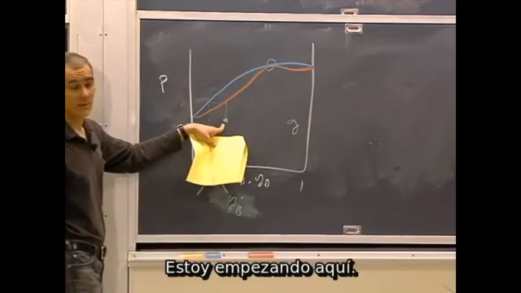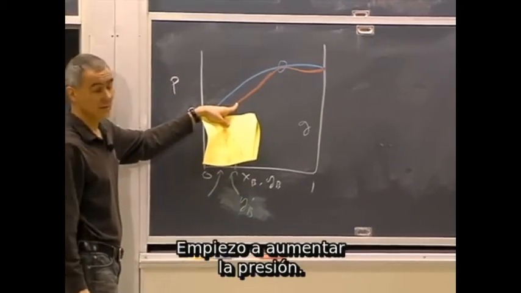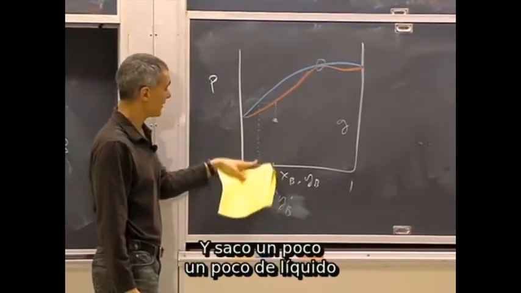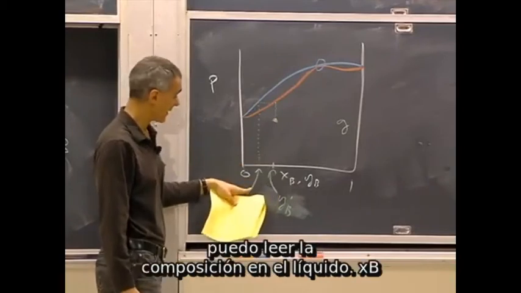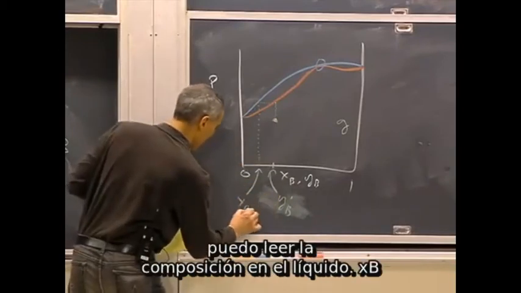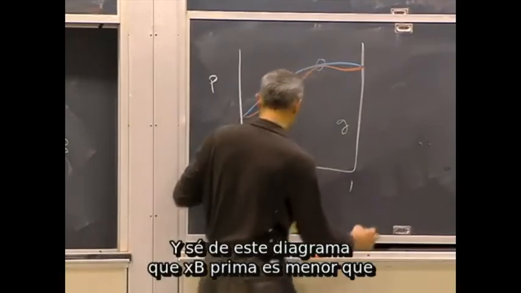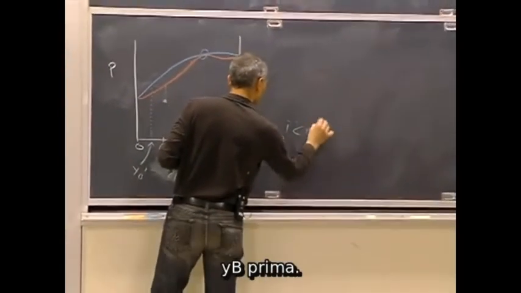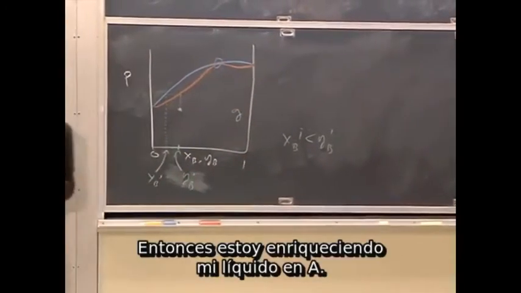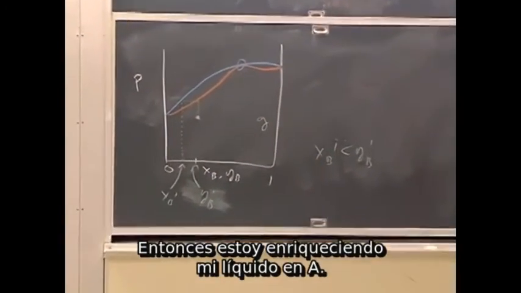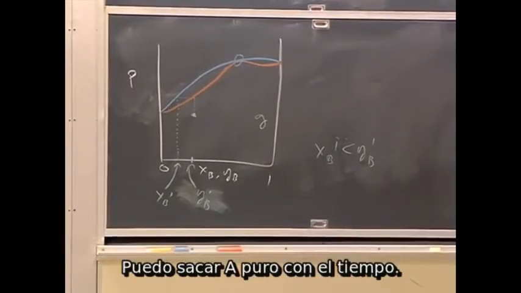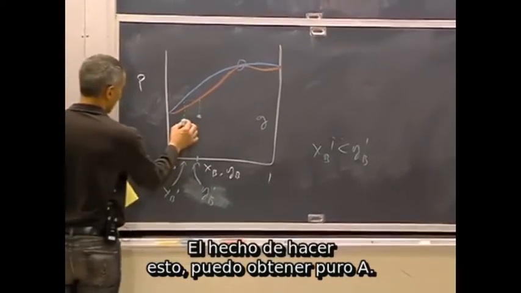I'm starting here. I start to increase the pressure. I begin the distillation process, and I get a little bit of liquid out, and I can read off the composition in the liquid, xb prime. And I know from this diagram that xb prime is less than yb prime. Okay? So I'm enriching my liquid in A. I'm purifying my solution in A, right? I can get pure A out eventually. If I keep doing this, I can get pure A.